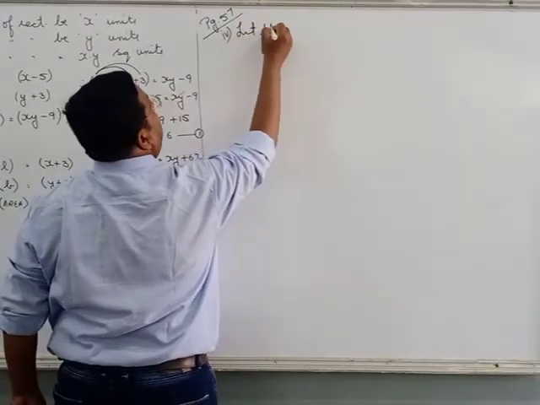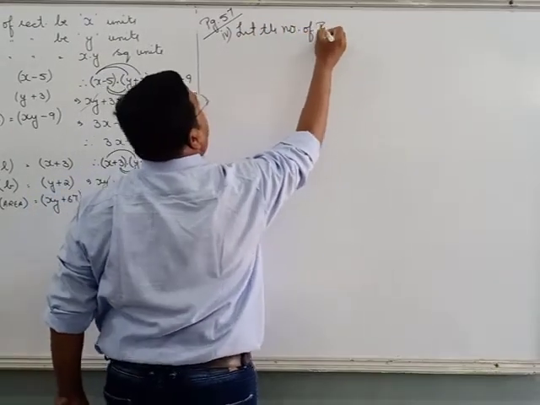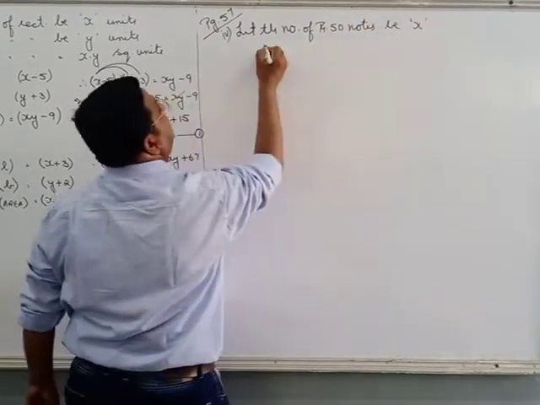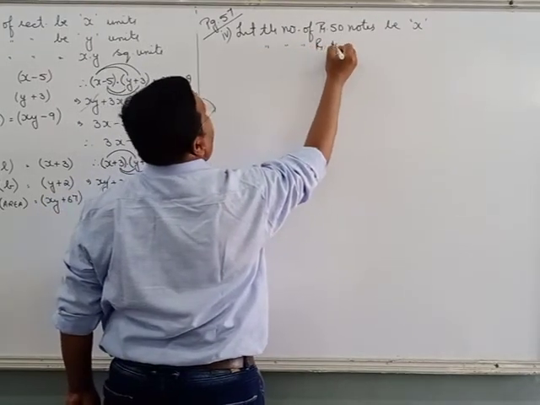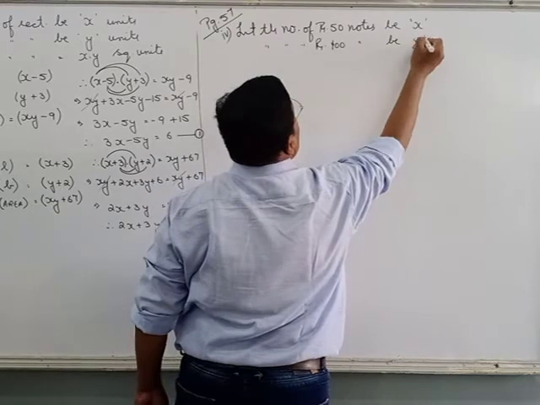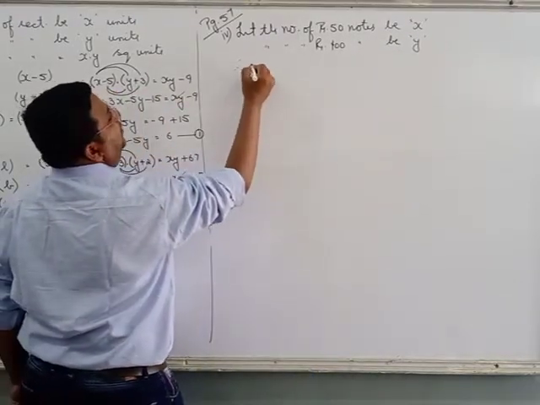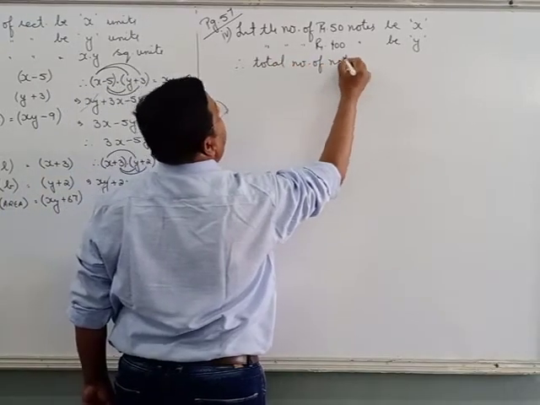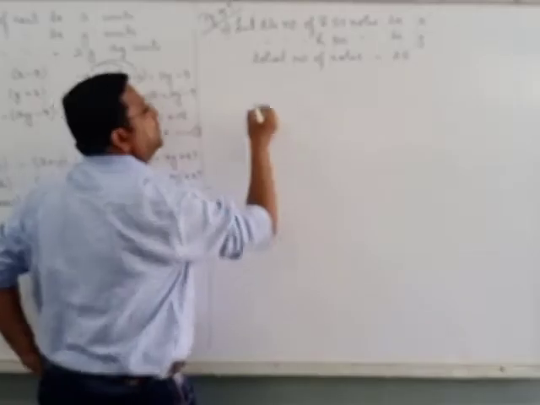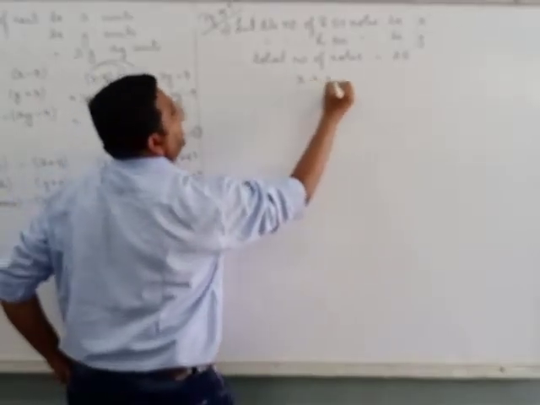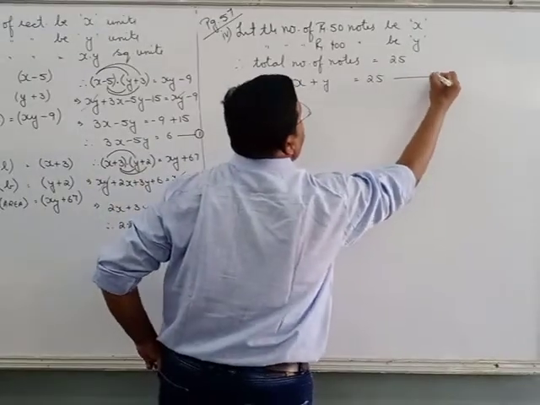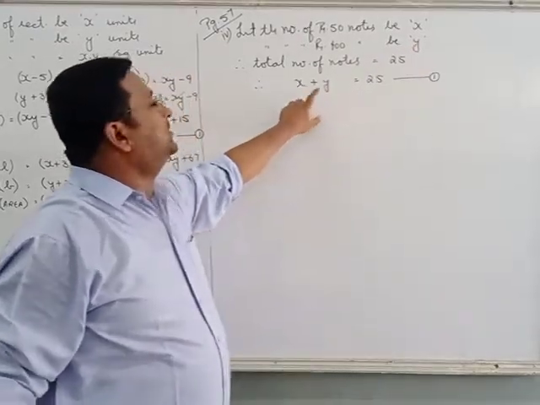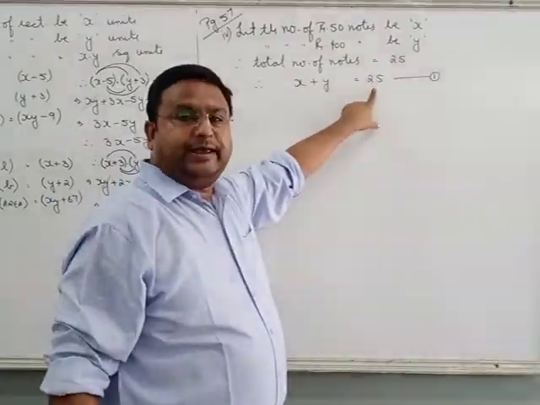So let the number of rupee 50 notes be X and the number of rupee 100 notes be Y. Therefore, the total number of notes she got, according to the bank, was 25. So the total number of notes X plus Y equals 25. Agreed or not? 50 rupee notes is X, 100 rupee notes is Y.